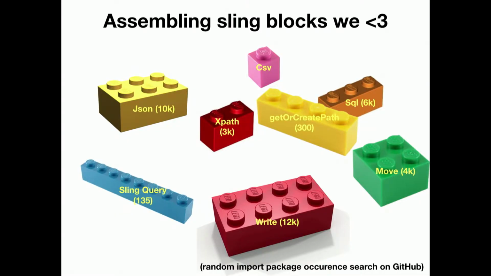And this is basically the purpose of Sling Pipes, which is to assemble blocks of code we love in a more efficient way. I took a few Lego bricks, some of the functions, if we can find a name for each, that we are using. I did a random import package occurrence search on GitHub to have an idea of the usage. That is not always a metric for quality.